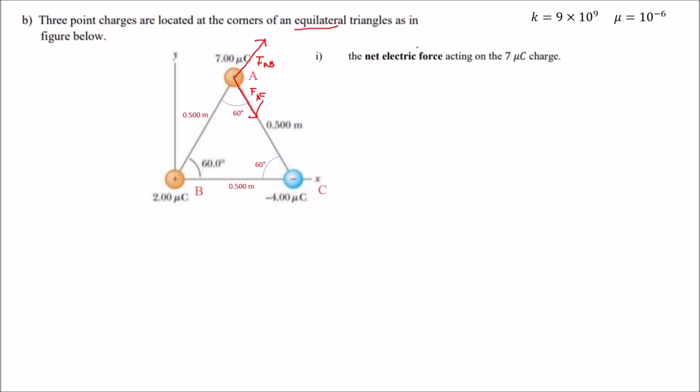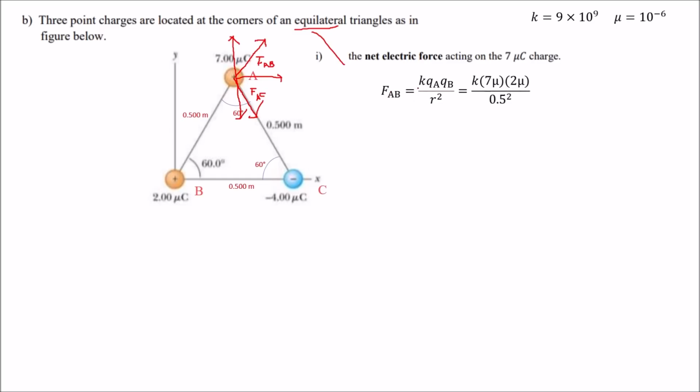Okay, so how do we find the net electric force? Just like last semester, when there's a different angle, it's not on the same axis, we have to resolve them into x-axis and y-axis. So for this one, it will be to the right direction and then upward direction. And for FAC, it will be to the right, and then there will be a downward force also. So let's find out FAB and FAC first.